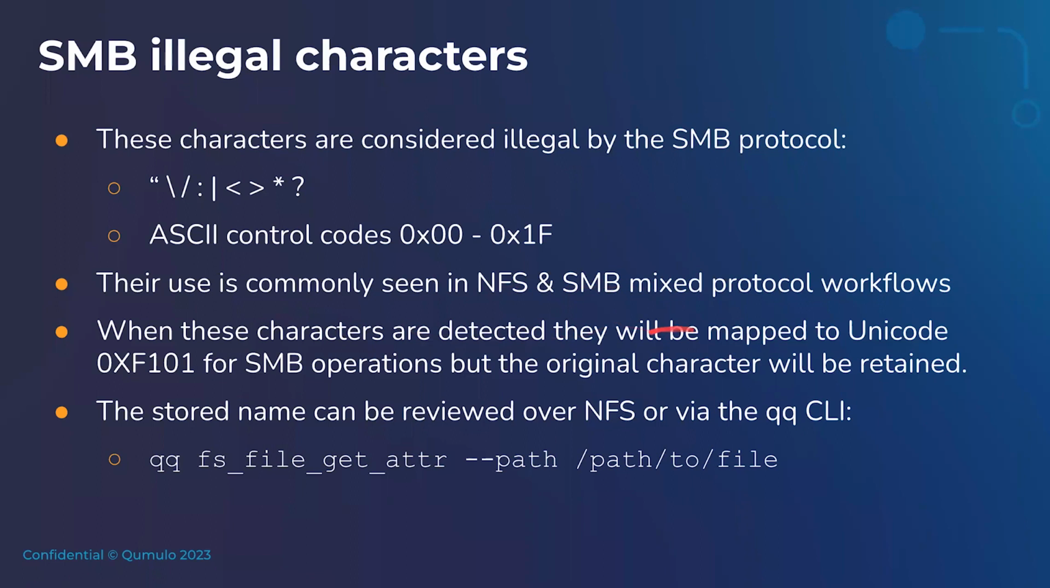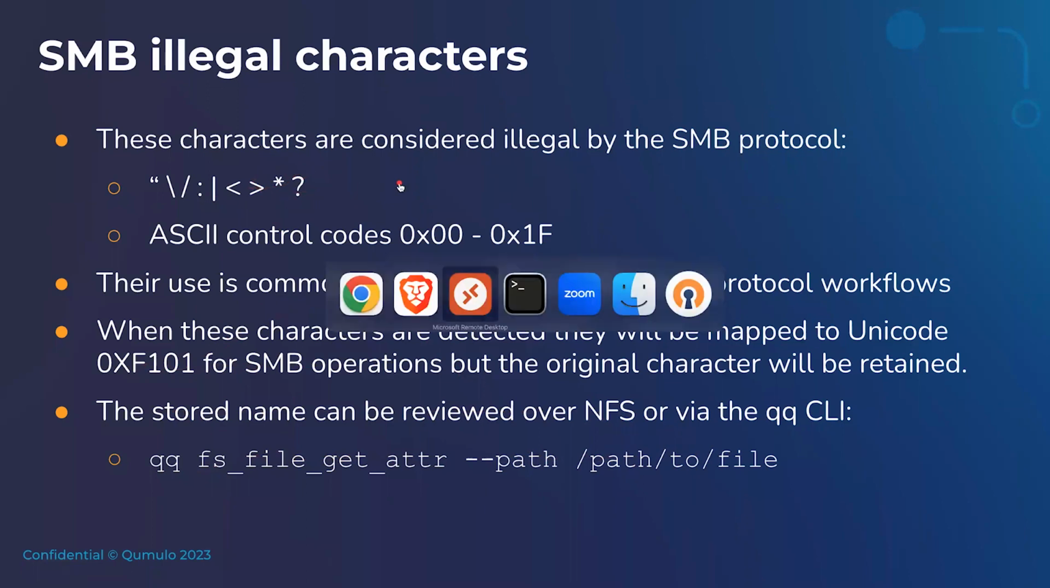But the way that Qumulo handles that is that when we detect these characters, we will map them to a particular Unicode character, which is kind of like a Unicode for an empty value. It looks different on every platform. Usually on Windows, you see a solid dot. But we preserve the character in the metadata, and we make sure the SMB clients don't freak out and can actually display that. So you can review what the actual name is over NFS or via the qq CLI. If you run this command, fs_file_get_attr, you would see the actual illegal characters.